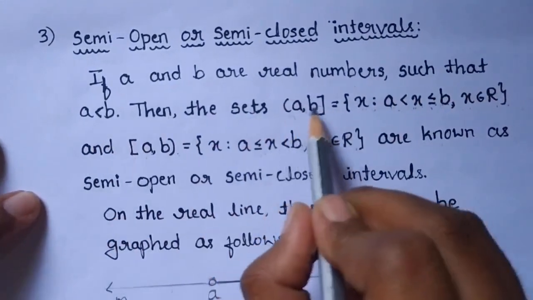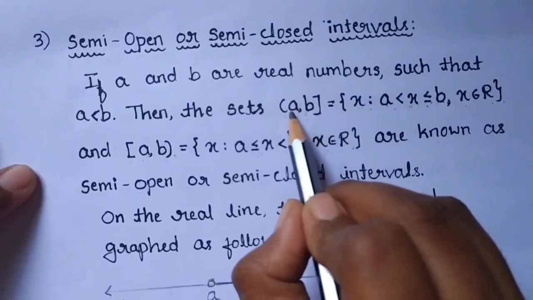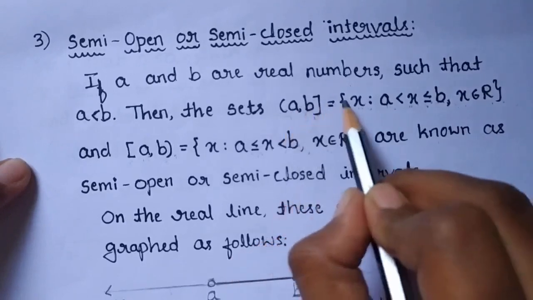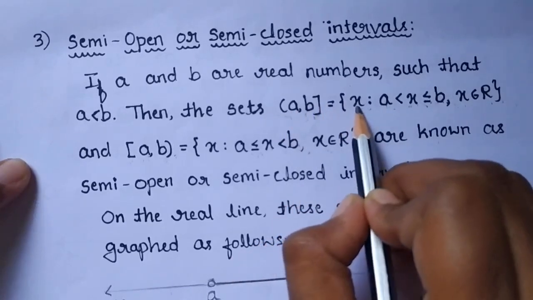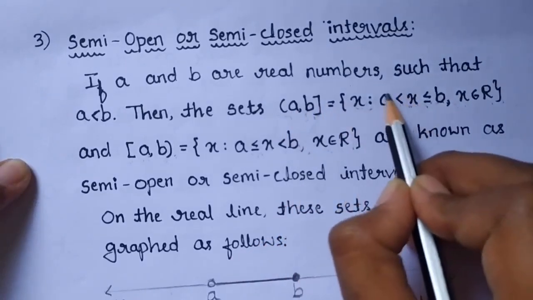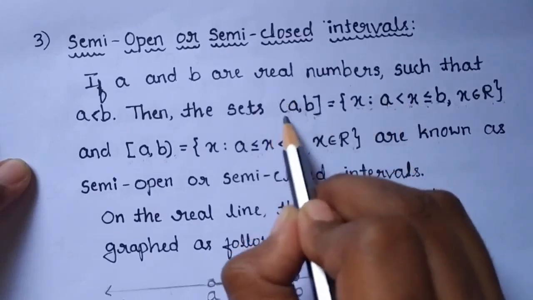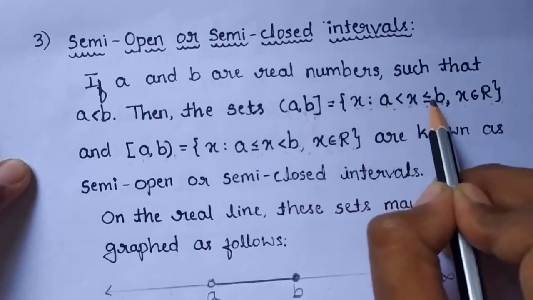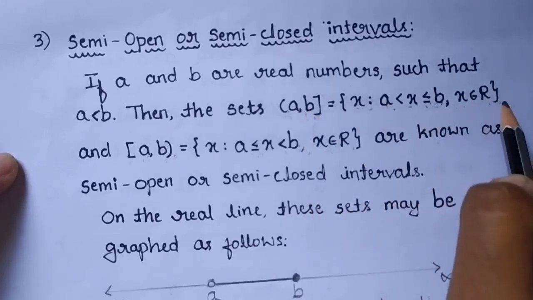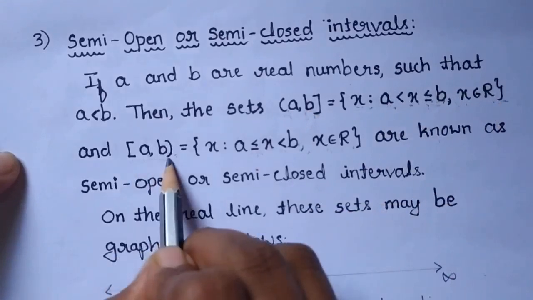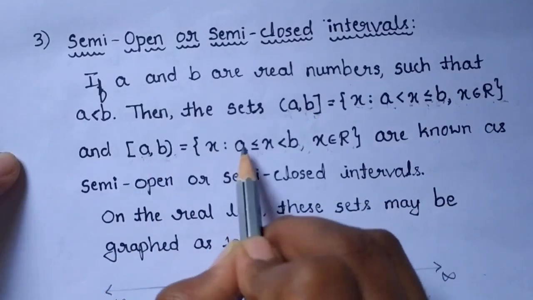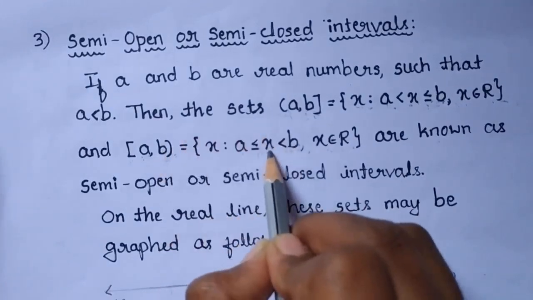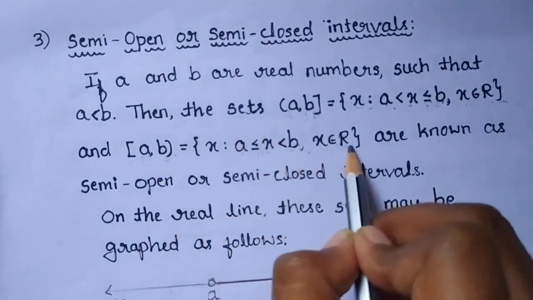Similarly, for semi-open or semi-closed intervals, if a and b are real numbers such that a is less than b, then the set a comma b, closed towards b and open towards a, is nothing but the set containing x such that x is greater than a, not including a, and less than or equal to b, that is including b, where x belongs to R. Similarly, for this set, a is included, a is less than or equal to x, b is not included, x is less than b, where x is a real number.